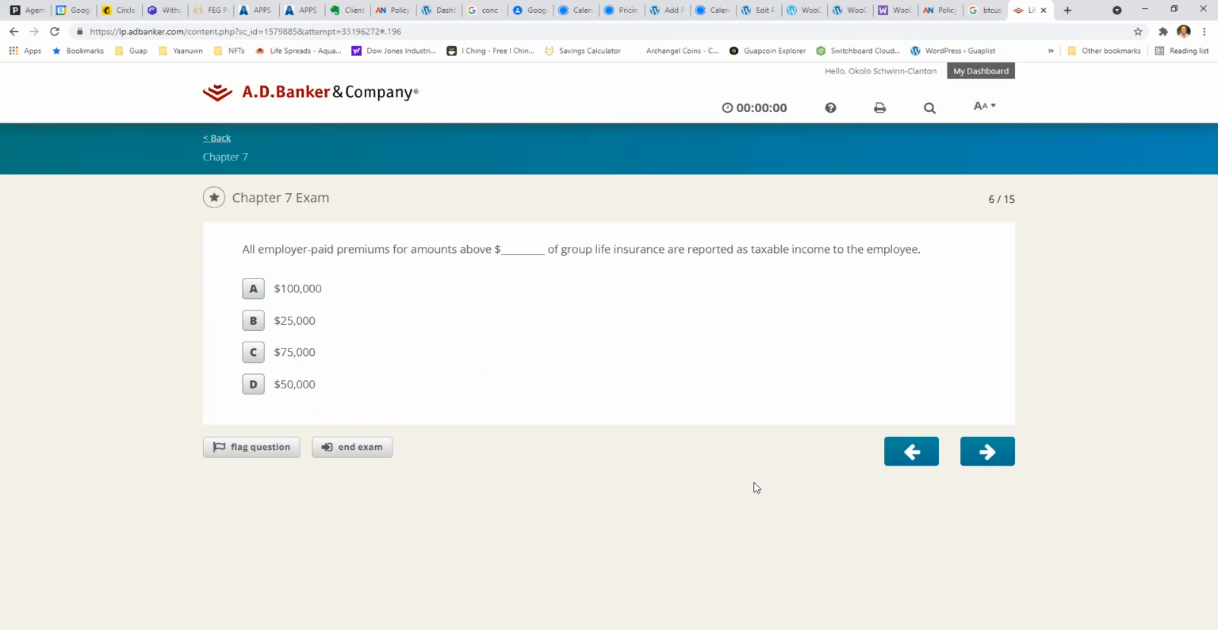All employer paid premiums for amounts above blank of group life insurance are reported as taxable income to the employee. Oh, I remember seeing this.